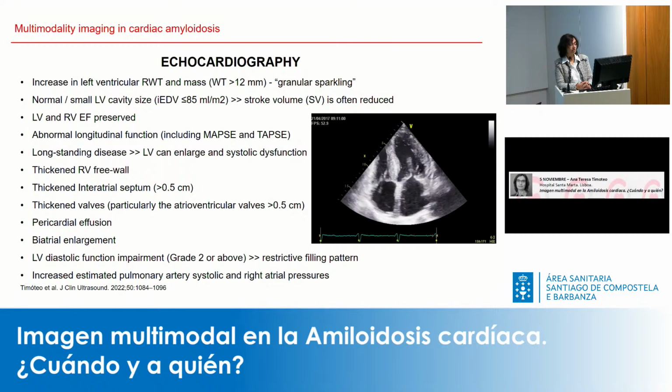There is also amyloid infiltration in other parts of the heart. We will have a thickened right ventricular free wall, a thickened interatrial septum, thickened valves. There is also pericardial effusion quite frequently, biatrial enlargement, and left ventricular diastolic function impairment with grade 2 or above, reflecting a restrictive filling pattern. An increase in estimated pulmonary artery systolic and right atrial pressures.